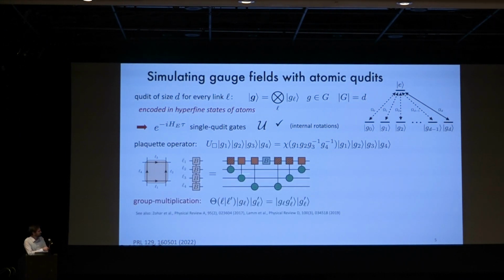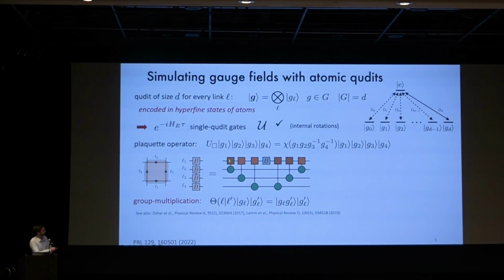What I have in this circuit is this special gate, this orange box controlled by this green ball, and that's what we call a group multiplication gate. That's a generalization of a CNOT, if you want. It acts on two qubits, and it changes the state of the target qubit by group multiplication with the state that the control qubit is in.